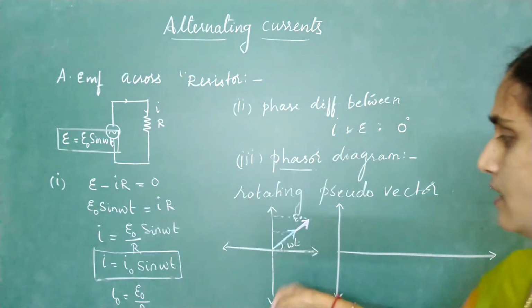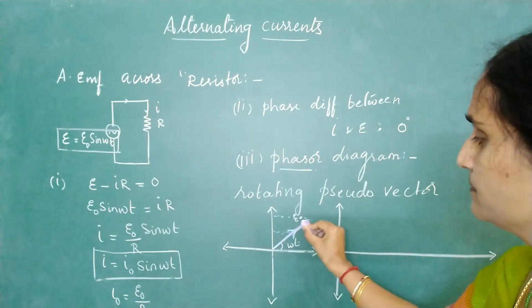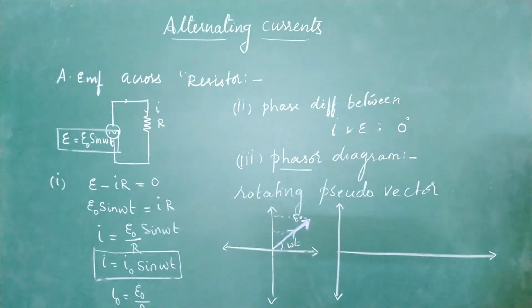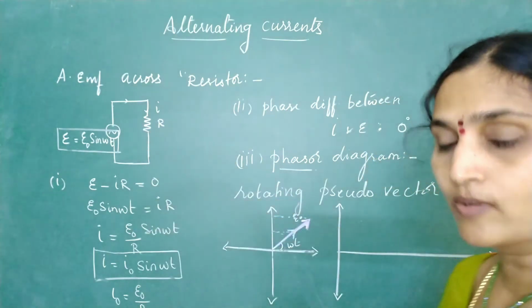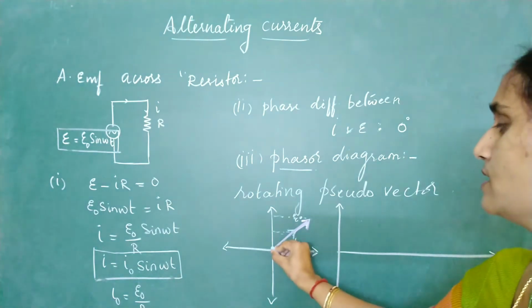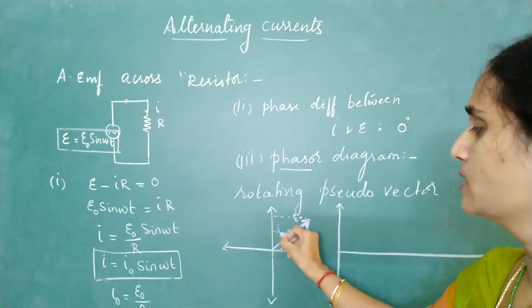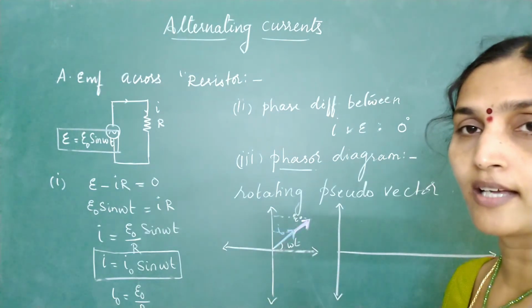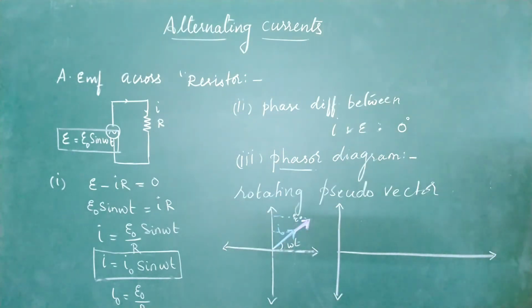Again I repeat, first I have represented vector E naught, which is making an angle omega t with the x-axis after t seconds. Current and EMF are overlapping with each other. So this blue line indicates current whose amplitude is I naught. This is also making the same angle, omega t, with the x-axis. Now rotate the two vectors.